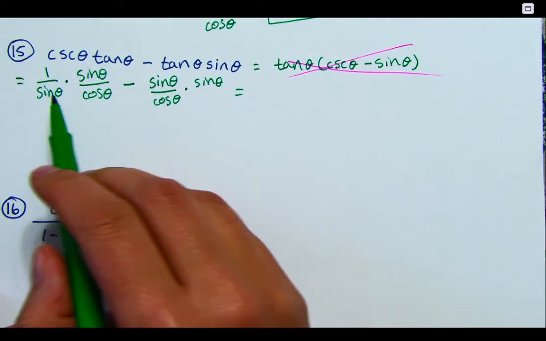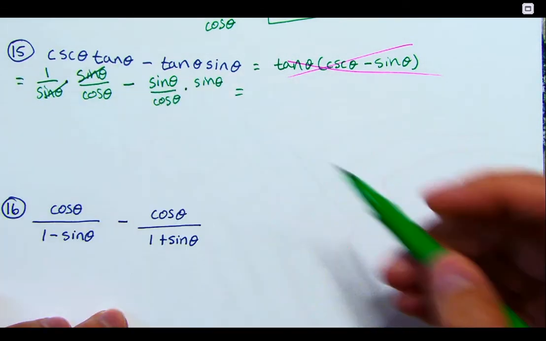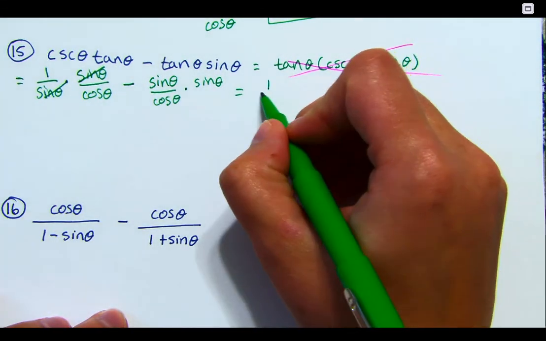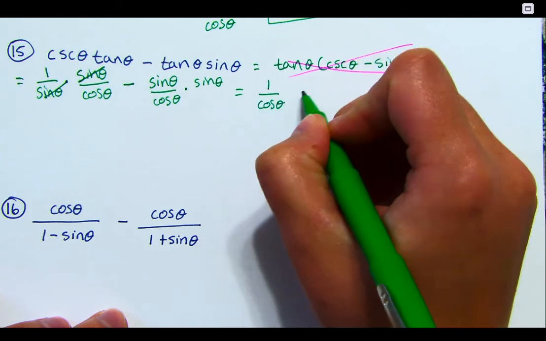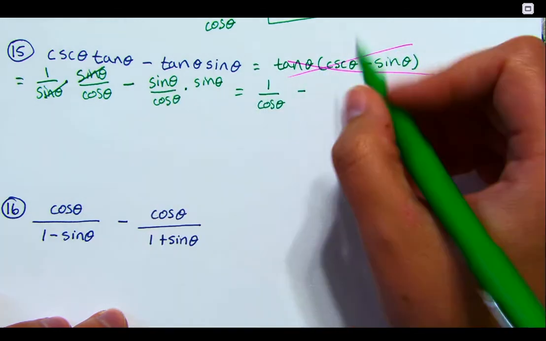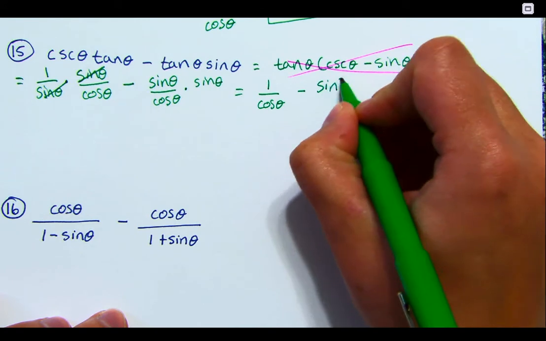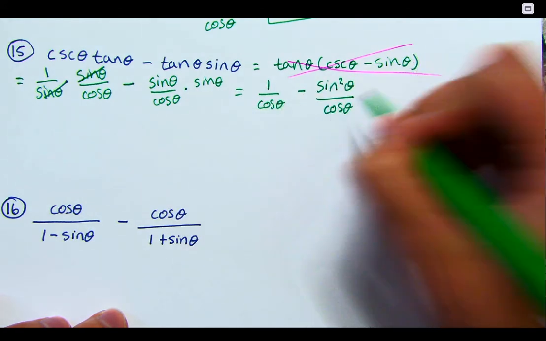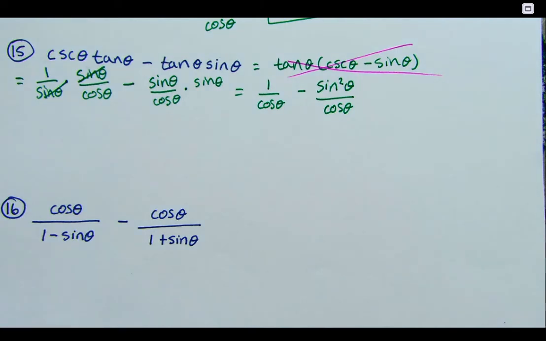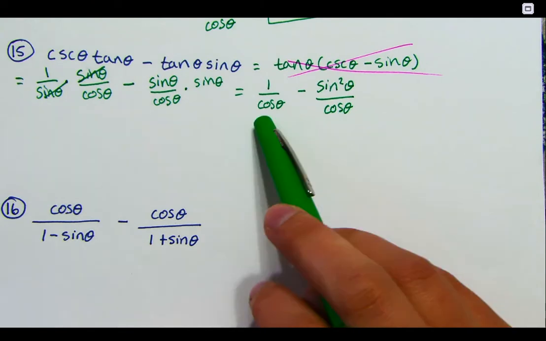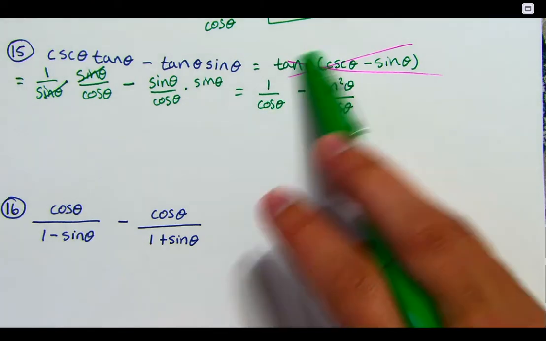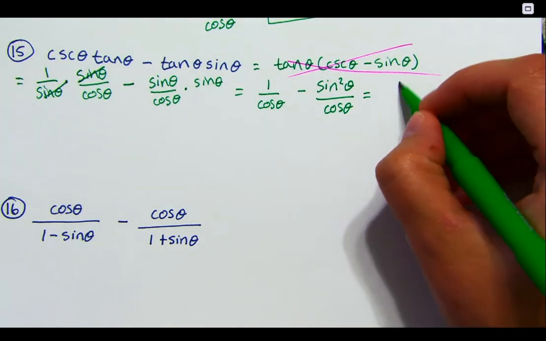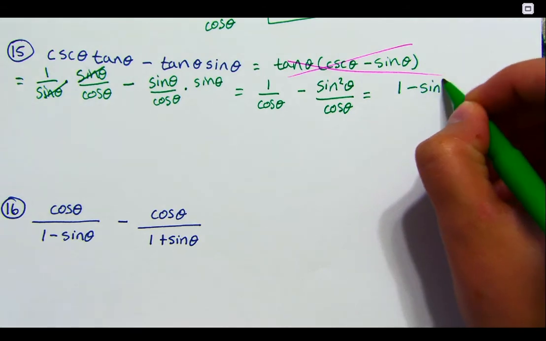Okay. So in this group, I can cross reduce. So that leaves me with 1 over cosine theta. And then if I multiply straight across, I have sine squared theta over cosine theta. Okay. So this worked out really nicely for us because even though we have two fractions, we ended up with the same denominator. So that means that I'm allowed to think of this as one big fraction. So I'm going to rewrite that.